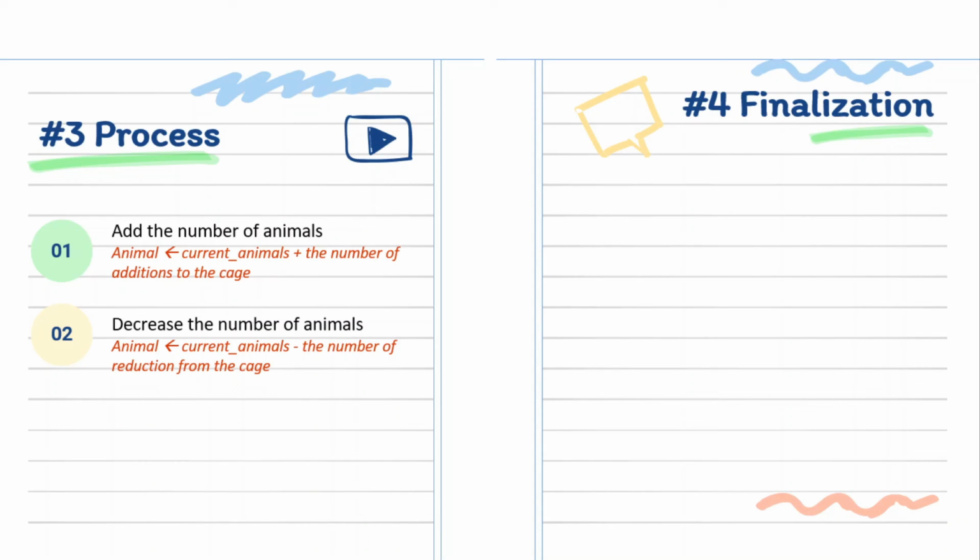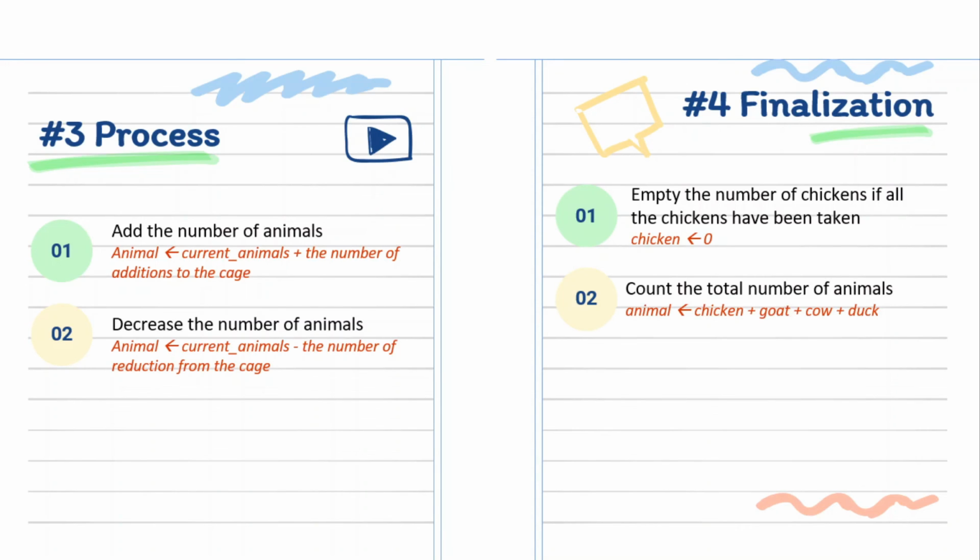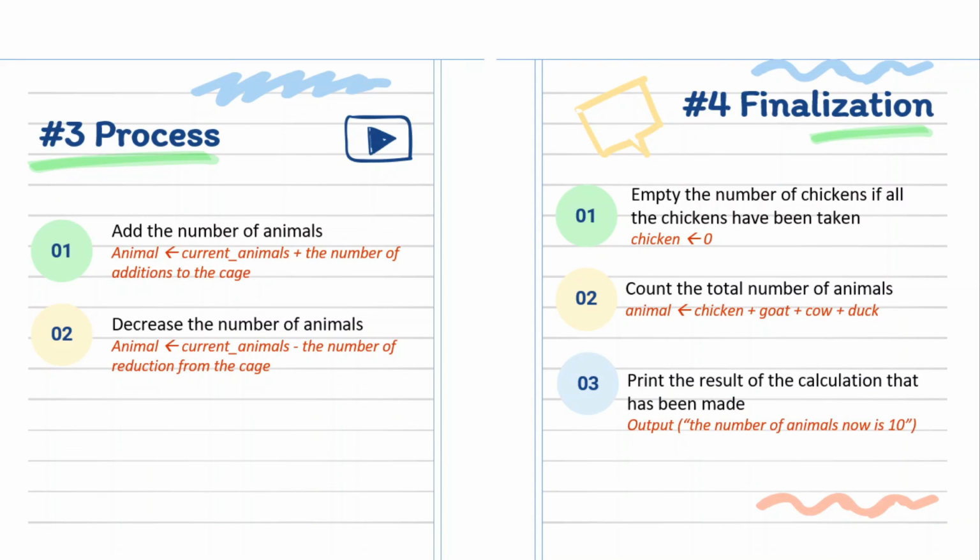Finally, the last task is finalization. We may do three steps in this task. First is empty the number of chicken if all the chickens have been taken. And the second, count the total of animals using addition of chicken, goat, cow, and duck. And the last is print the result of the calculation that has been made. For example, we can print the output. The number of animals now is 10.